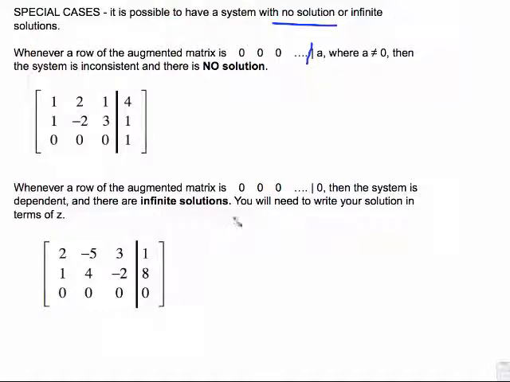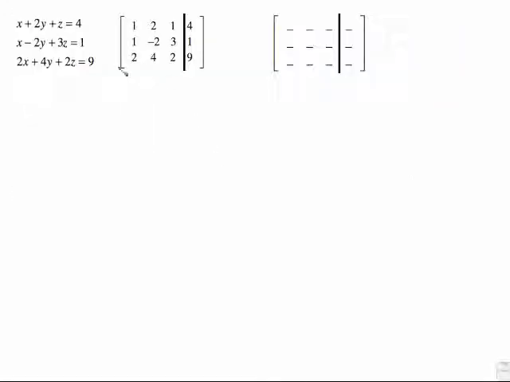Whenever the row of the augmented matrix is 0, 0, 0, 0 all the way to 0, then the system is dependent and there are infinite solutions. And then you will need to write your solution in terms of z. So here's an example down here where the bottom row ended up all zeros. We know that the system is dependent. There are infinite solutions, but then you need to write your solution as an ordered triple in terms of z.